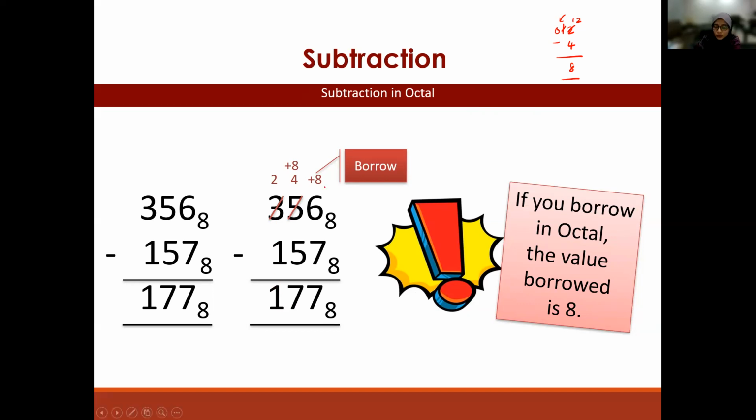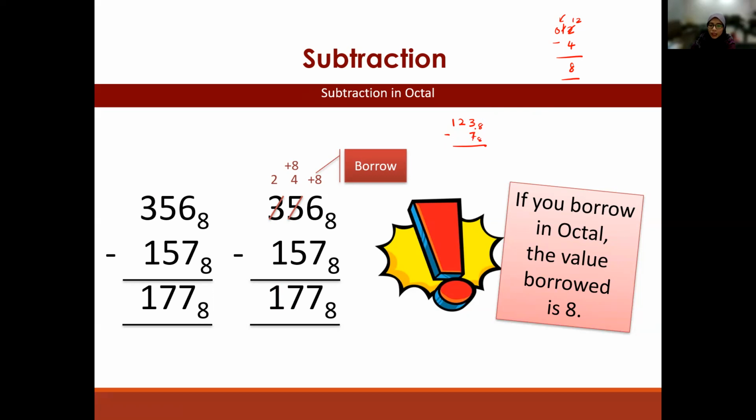Okay, let's do another example. So for example, you have 1, 2, 3 base 8. Subtract by 7, for example. Okay, 7 base 8.